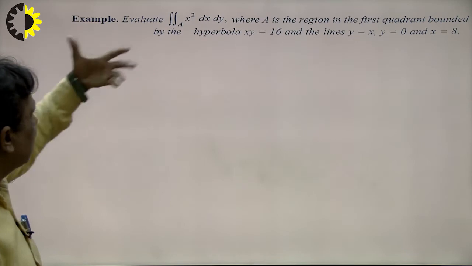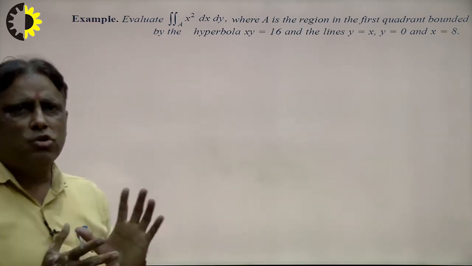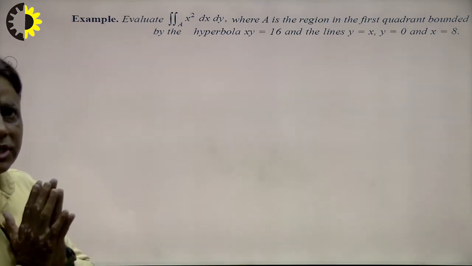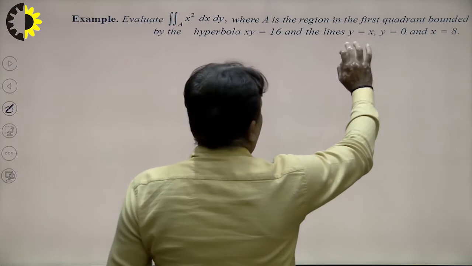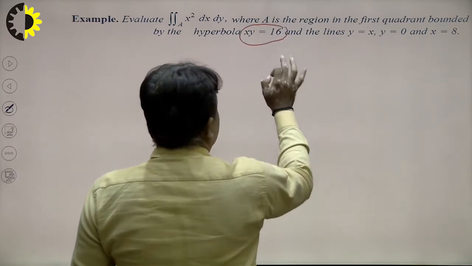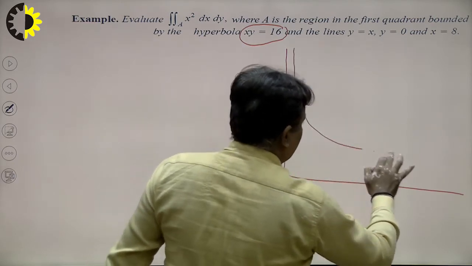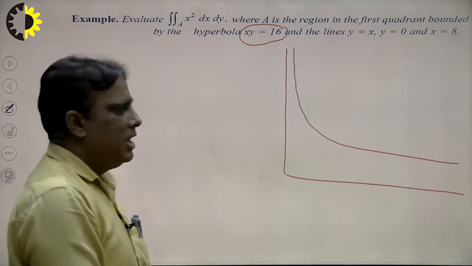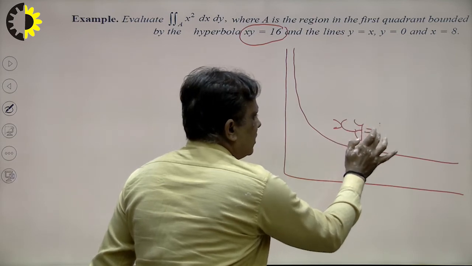That is our another problem. What will be the solution of such type of problem? First of all I draw the diagram. The diagram is the most important part, students, keep this in mind. First of all, suppose I want to solve this diagram. This is the hyperbola, and xy is equal to 16, I write here.